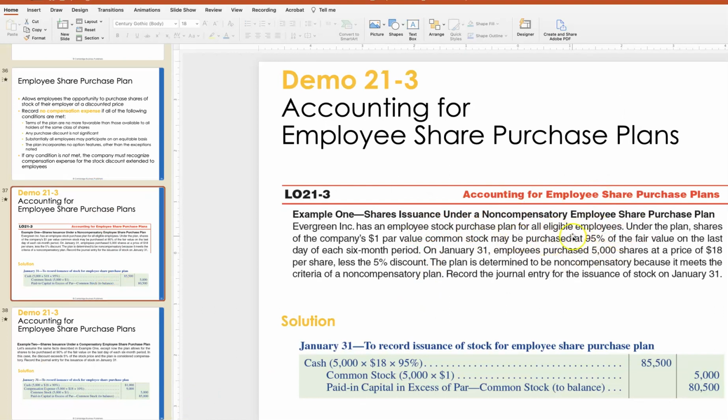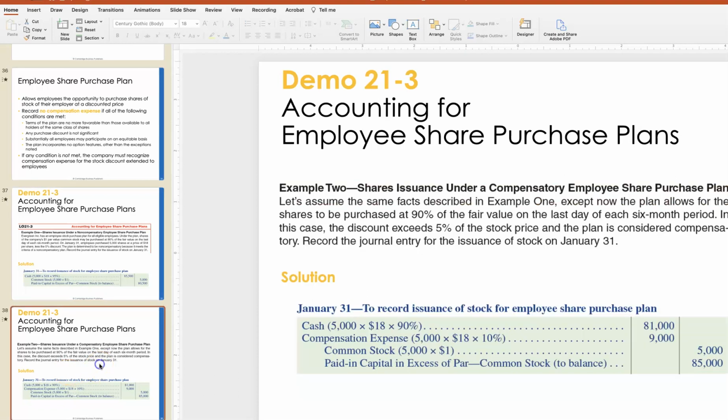So they can buy it at 95% of the fair value. That's considered small, right? Because it's a less than 5% discount. So we're simply going to receive the cash from our employees, multiply it times the number of shares, and we're giving them a discount, so it's only 95% of that number they have to give us, and then we issue the stock. If instead it was going to be larger, and we would consider it compensatory, right?